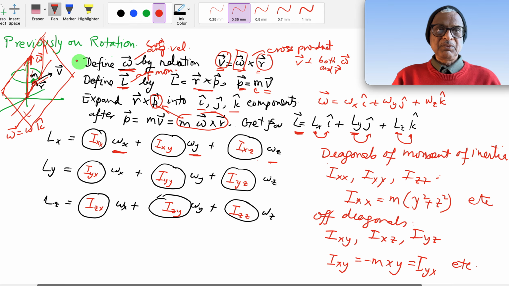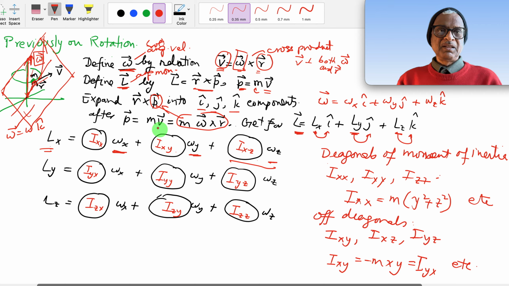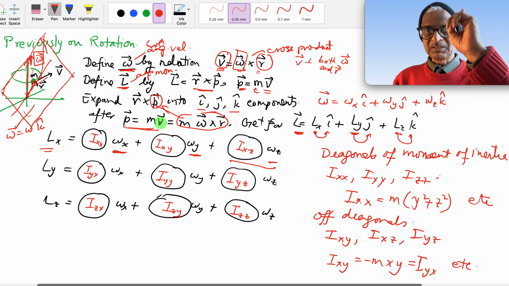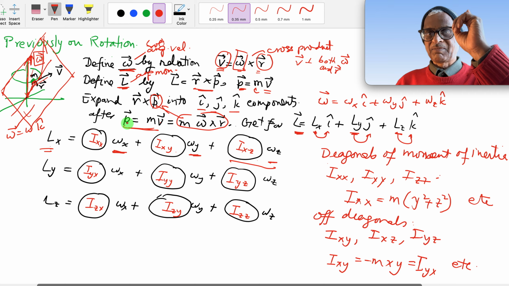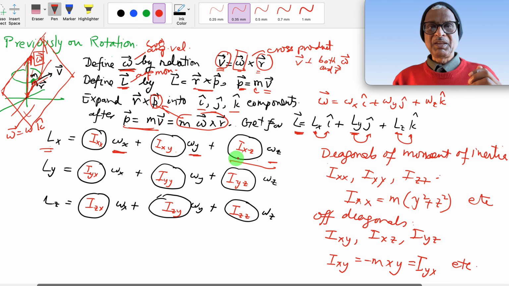So even if this angular velocity is pointing in the z direction, you see that angular momentum has an x component. It's not like linear momentum, where if the velocity points towards the z-axis, then p will be along the z-axis. But here it's a little bit crazy. Omega is pointing along the z-axis, but you have an x component of angular momentum. Similarly, in this case, this will be 0, this will be 0, but this will not be 0.